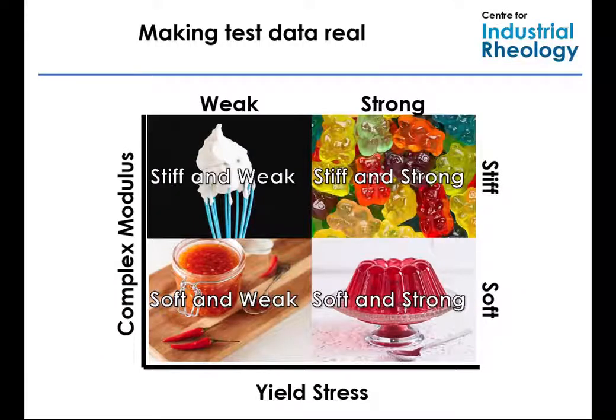To quickly anchor this kind of test data back with what you see in the real world, you could imagine products with a high complex modulus and low yield stress are kind of like meringue mixtures. They form stiff peaks but deform easily upon the application of stress. Stiff structure but weak strength. A product with a low complex modulus and high yield stress will be a bit like a jelly. You can apply a lot of stress to the product without actually causing it to break or permanently deform. If you remove that high stress, it will bounce back. Soft structure, but high strength.